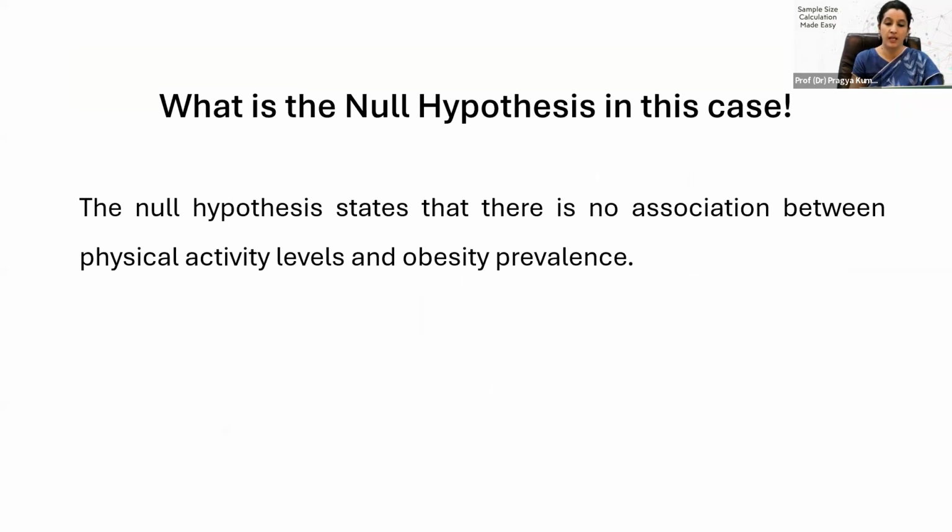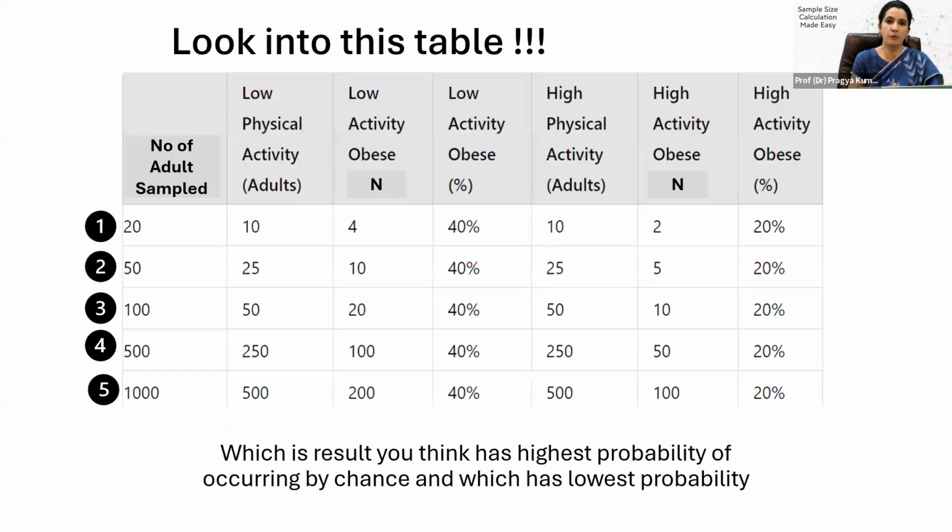Now coming to the concept, I will be discussing a little bit about the importance of sample size calculation. Because many times you will see we randomly take a number. Let's say 100 is a favorite number of most of us. So either we take 100 or 150 or any random number. So just look into this table. If I look at this first row, what can you see here?